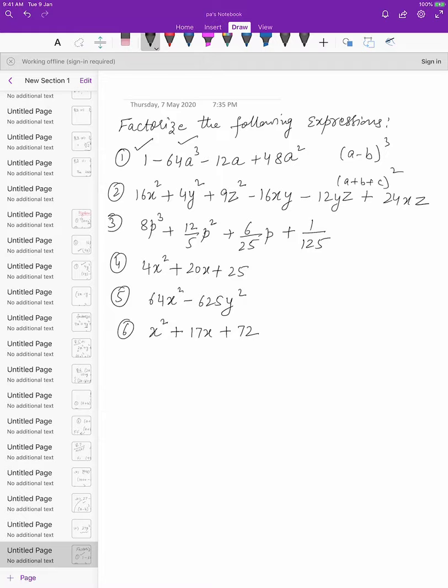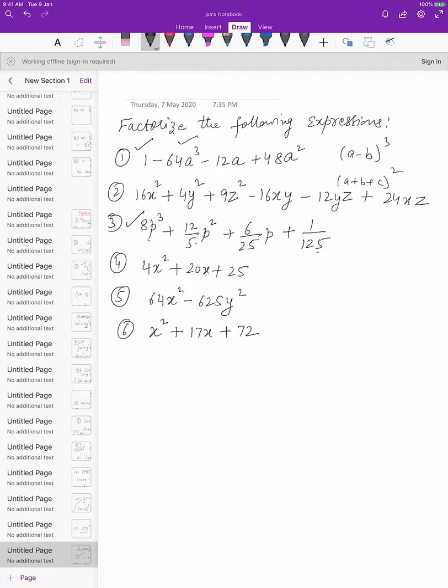Third one, again there are 4 terms. So it should be (a + b)³ or (a − b)³. All positive signs means (a + b)³. But do we have 2 cubic terms in this? We have to look for it. It's not necessary that in the beginning itself you will find both the cubic terms, and they can be anywhere in the expression. You have to locate those 2 cubic terms.